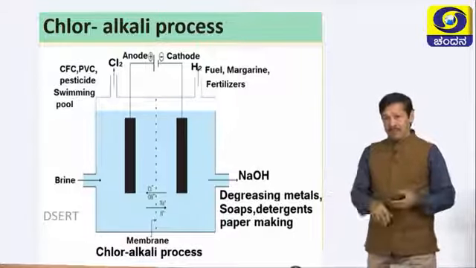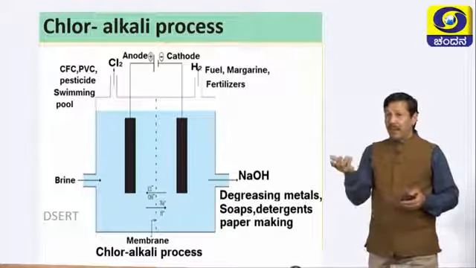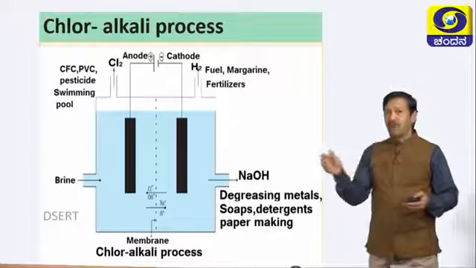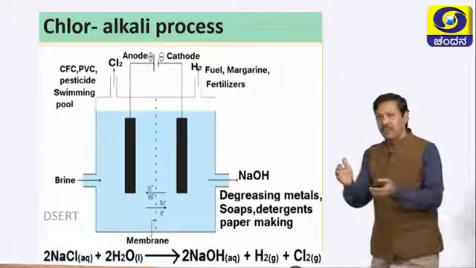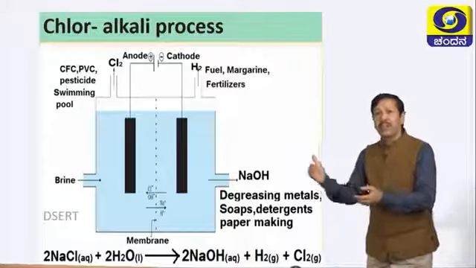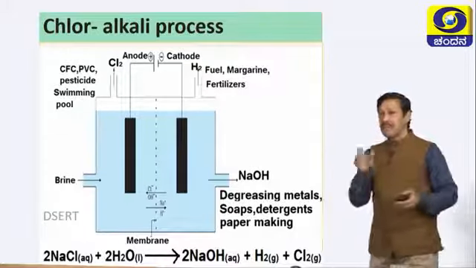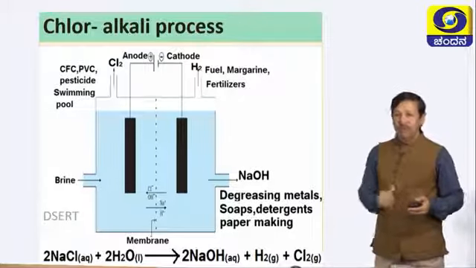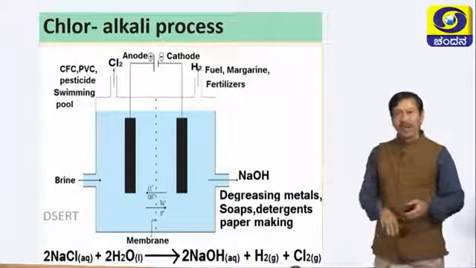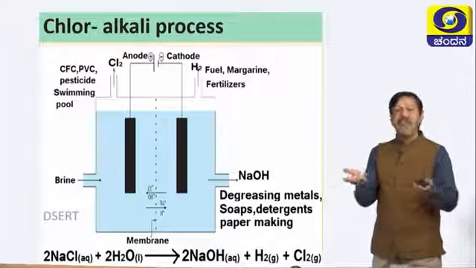Now, remaining is Na+ and OH-. What happens to that? See the equation. NaCl plus 2H2O gives rise to 2NaOH plus H2 plus Cl2. This is the reaction of the chloralkali process. Why is it so called? Chlorine, alkali NaOH, hence the name.